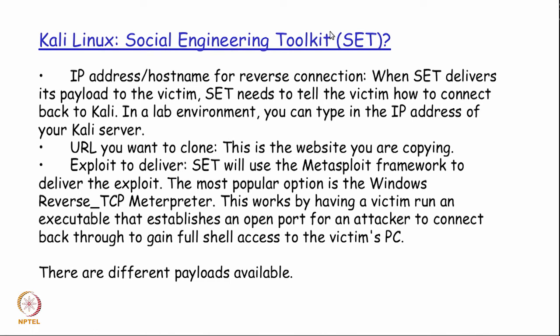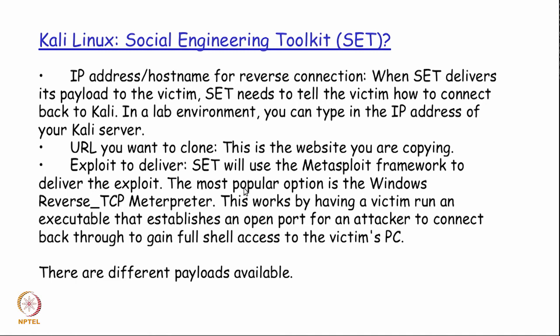So, when there has to be a response back, where should the response be sent to? And then the URL you want to clone, whatever URL we want to basically have a copy of, and then what exploit we want to deliver. So, we basically want to use something called a Windows reverse TCP Meterpreter.